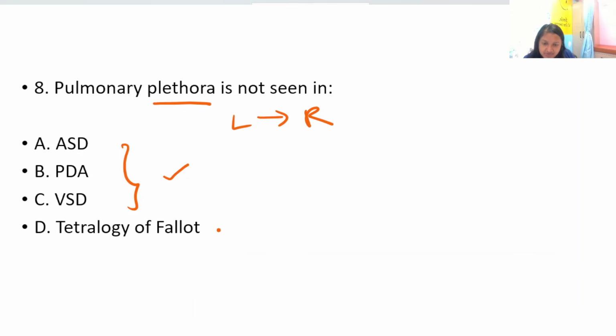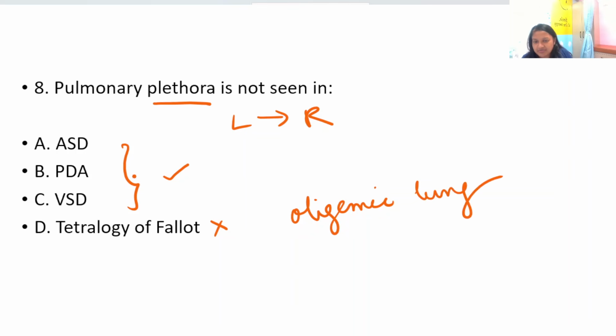Tetralogy of Fallot is associated with pulmonary infundibular stenosis, and that is associated with oligemic lung fields, right? Oligemic lung fields, and pulmonary plethora is not seen in Tetralogy of Fallot.